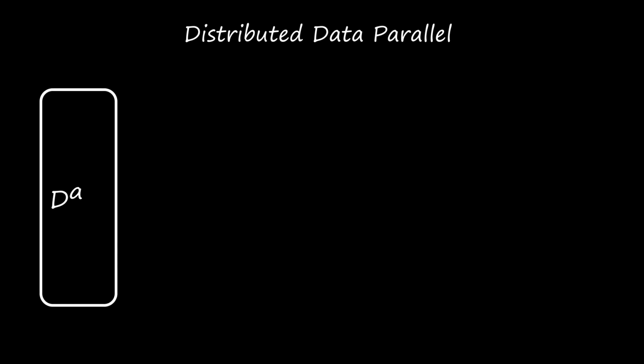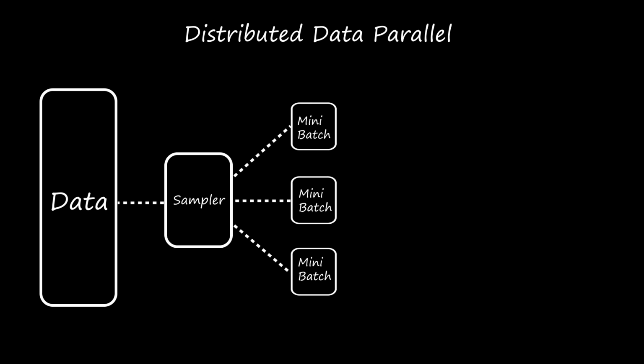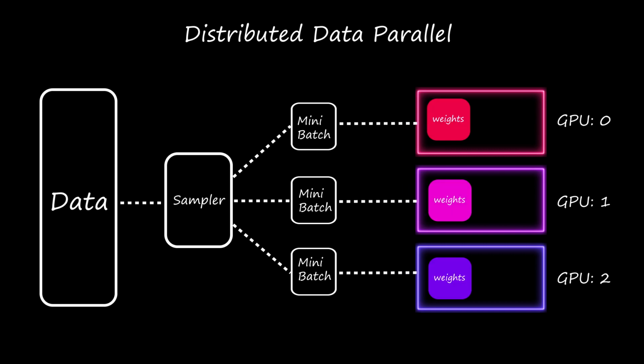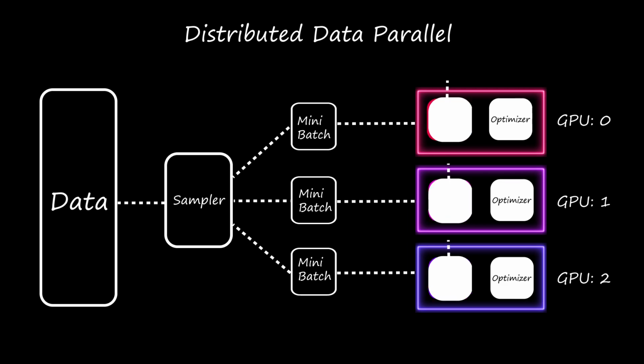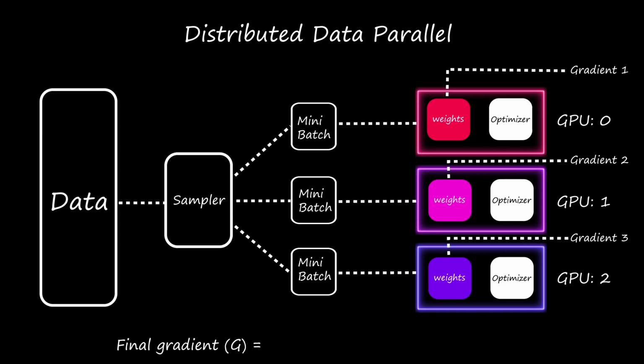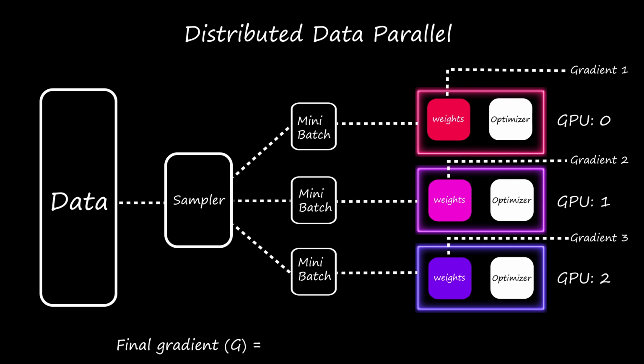DDP operates by dividing a batch of input data into smaller mini batches. Each mini batch is then sent to a different GPU for processing. The model's parameters are replicated across each GPU and each takes a single step for that mini batch. When it completes the forward pass, each model will take a backward pass to compute gradients. Once we have gradients for all replicas, we will compute the final gradient. Since each model is trained on different mini batches, their gradients will be different as well.